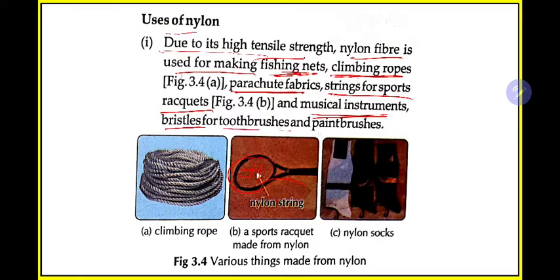Bristles for toothbrush and paintbrush. For example, let me explain this. If you have a toothbrush, there are some hairs using which we brush our teeth. These hair-like things are known as bristles, and these are also made using nylon. You have seen your toothbrush; these small hairs are made up of nylon. In paintbrushes also, the bristles are made up of nylon.